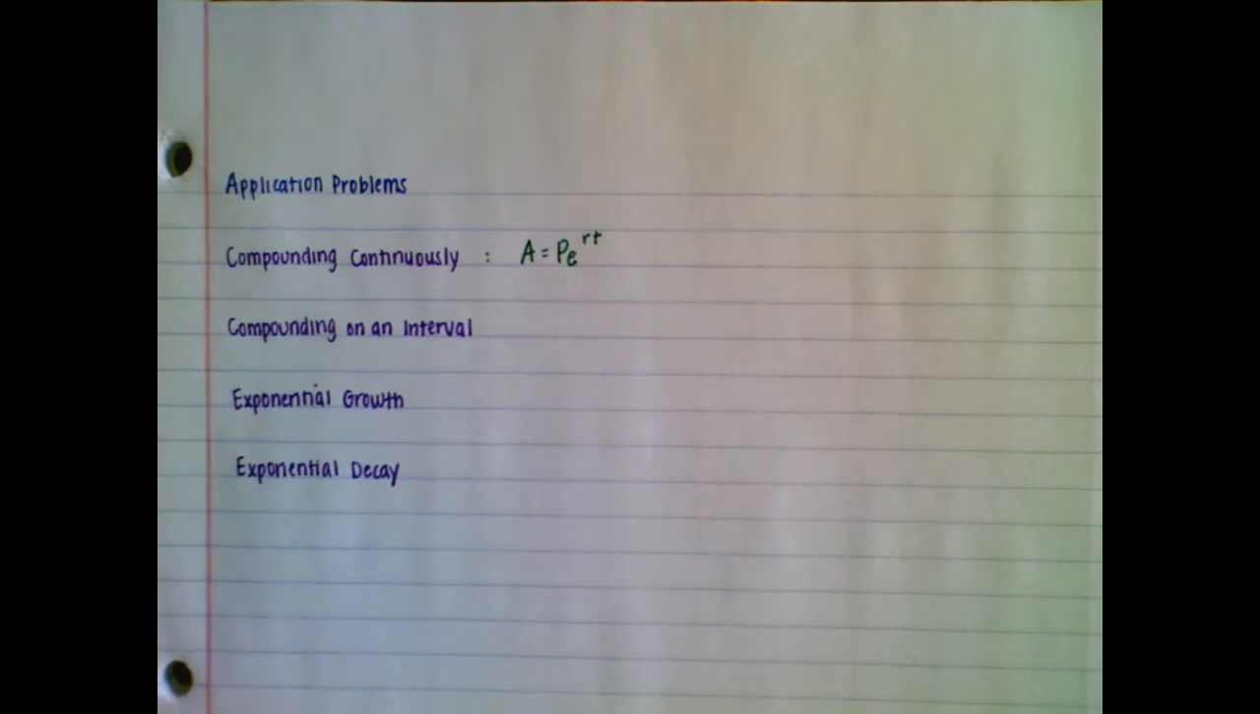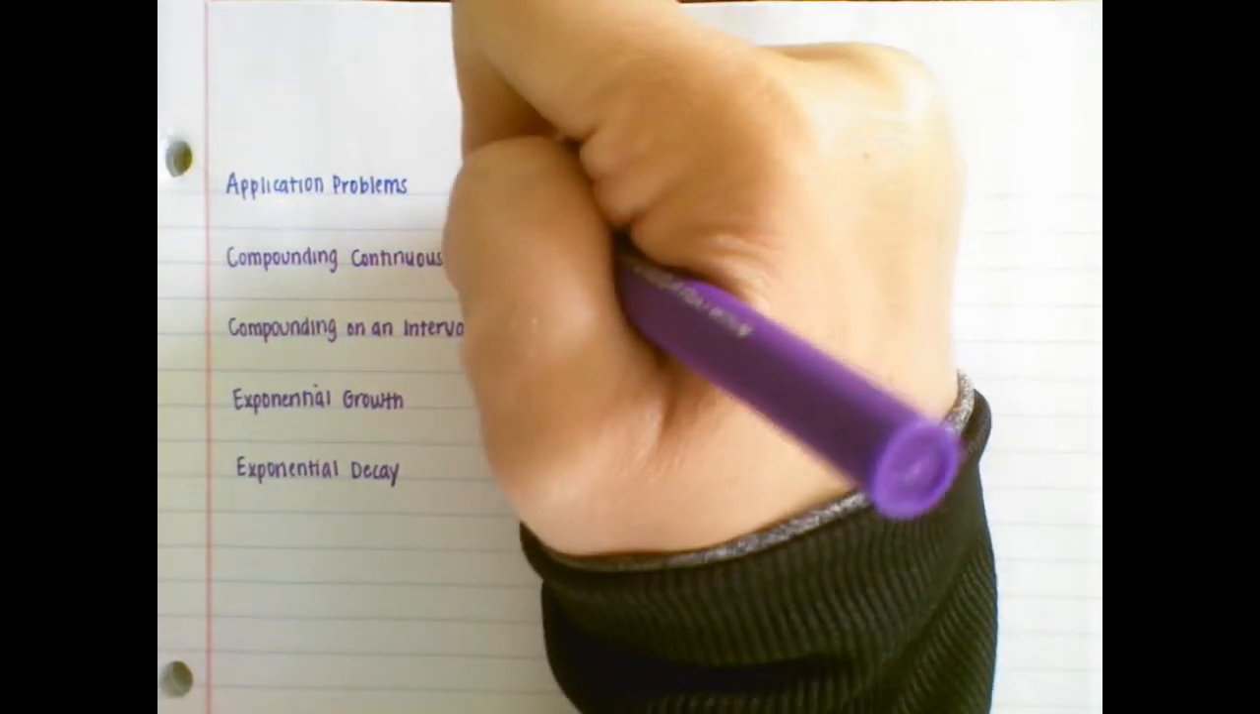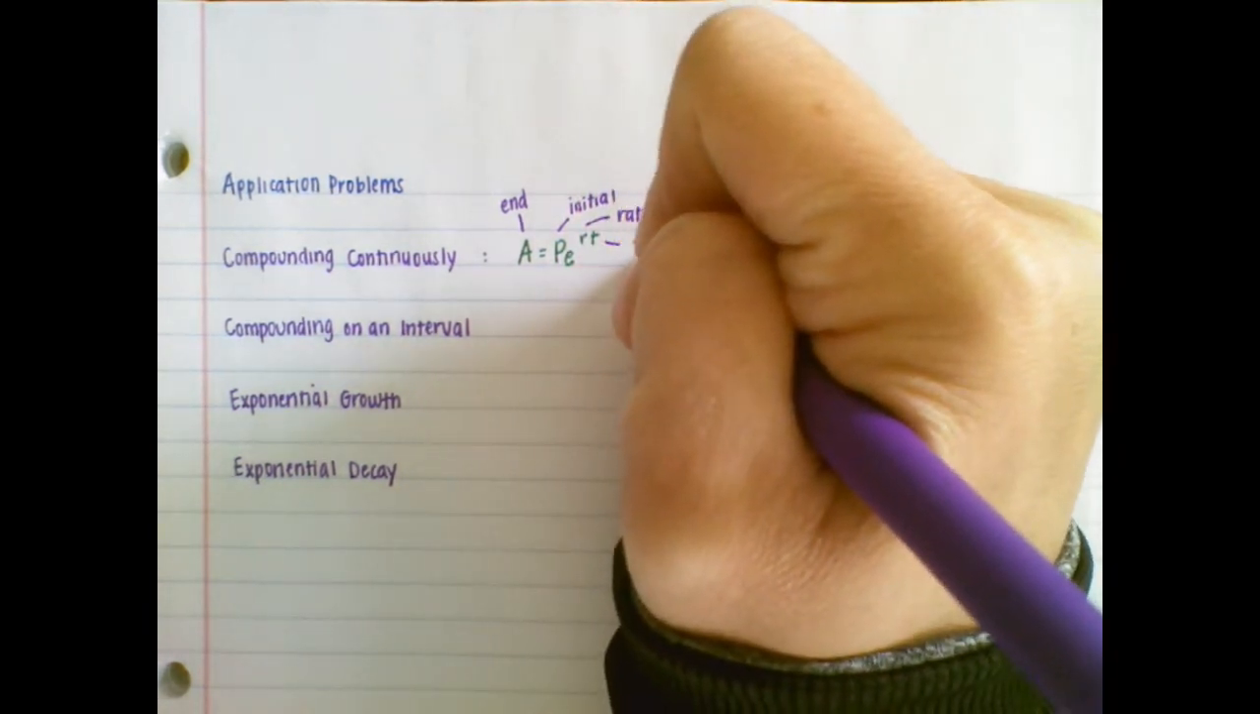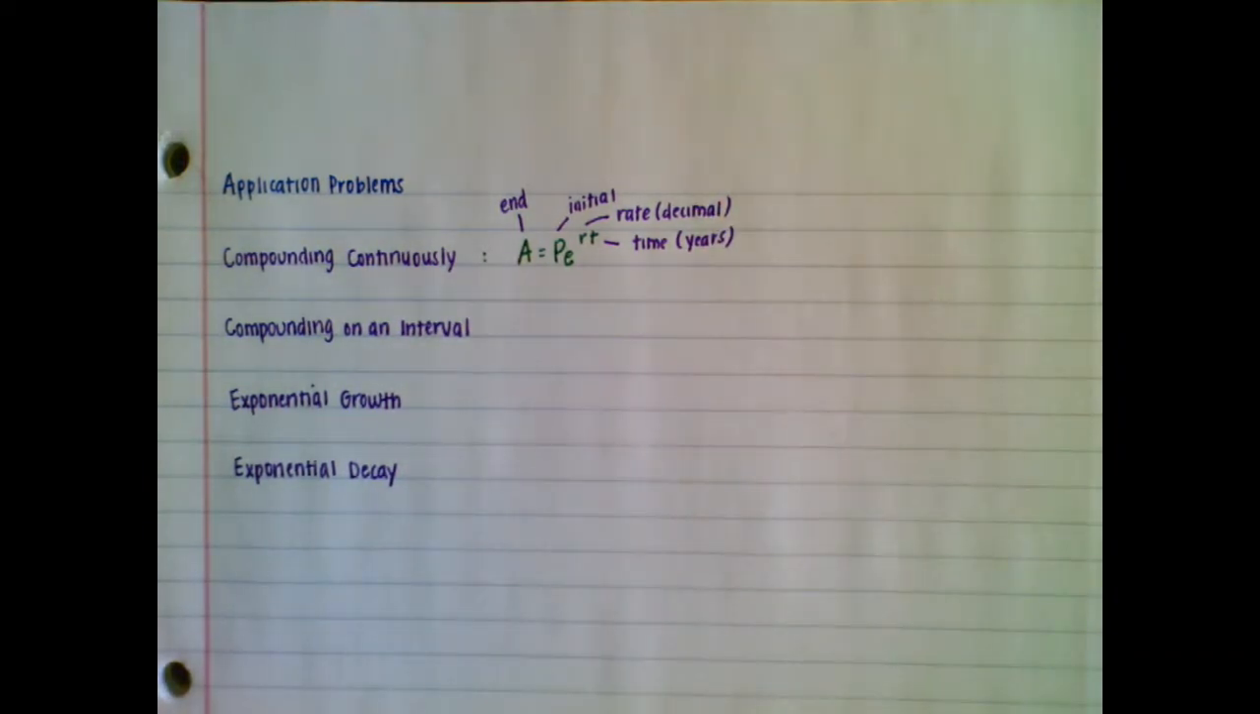So for any sort of compounding continuously model, this is the formula you should be familiar with. A is equal to P times e to the rt. A is always the ending amount. P is always your starting or your initial. R is always your rate, and remember that it should be written as a decimal. And t is always time. Generally, we say that is in years. And e, remember, is just a number here.